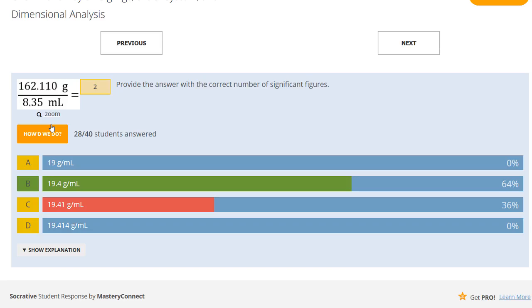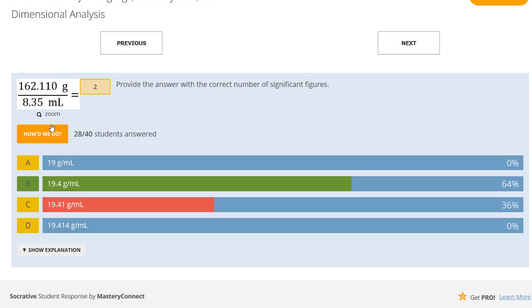Okay, now, how many significant figures in the numerator? 6, because trailing zeros count, right? There's 6 significant figures. How many in the denominator? 3. So what do we do if we have 6 and 3? Use 3. We look at the one that has the fewest. The fewest significant figures is 3 significant figures. I was looking at the decimal. This one right here has 3 significant figures.